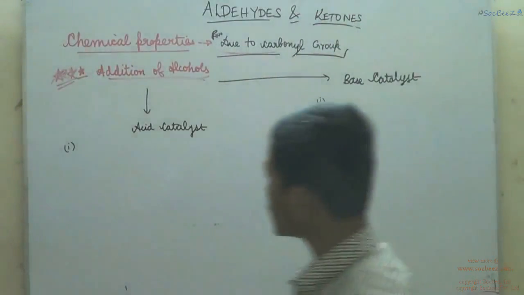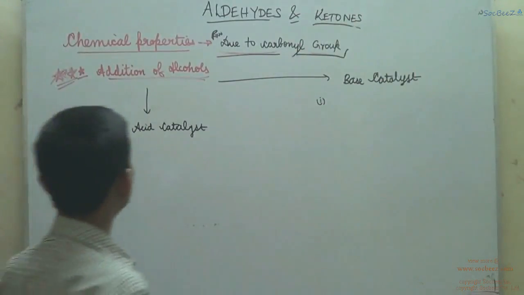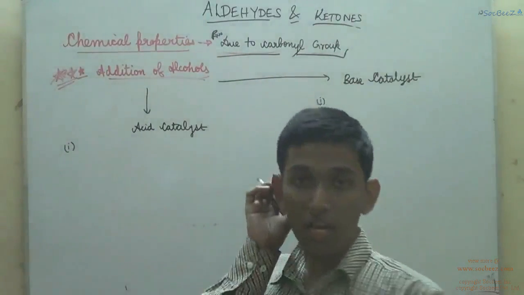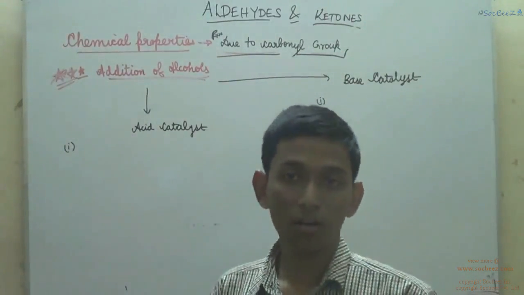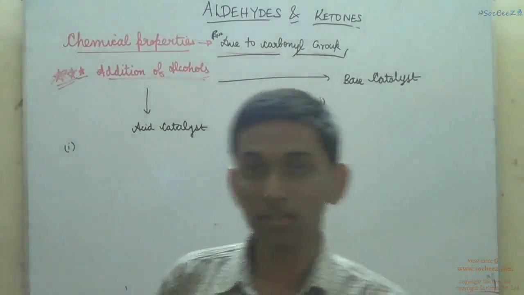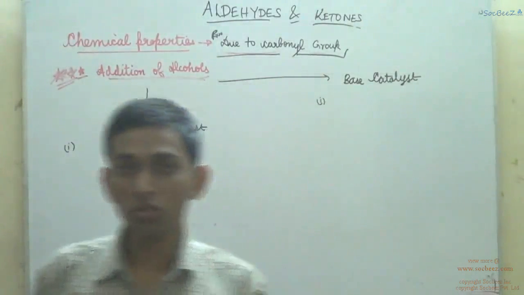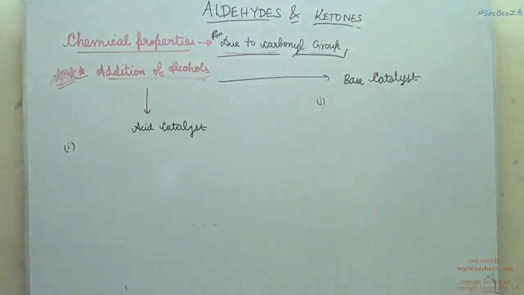So the next set of reactions is the addition of alcohols. I told you it's a very important reaction. Carbonyl compounds give addition reactions. This addition reaction with alcohols gives the corresponding product, which depends on the catalyst. If it's an acid catalyst or a base catalyst, you get different products. So let's see what the reactions are.